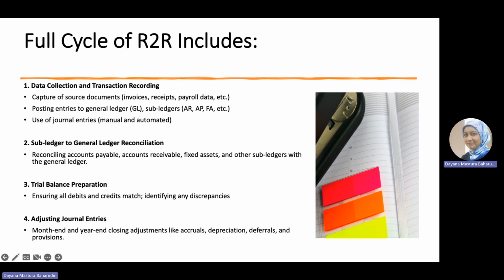Let's have a look at the full cycle of R2R. We start with data collection and transaction recording: capture of source documents, invoices, receipts, payroll data. Then we move on to posting entries to the general ledger and subledgers. Subledgers are the AR, which is O2C, and AP, which is P2P. Then use of journal entries, which is within R2R itself. Then subledger to general ledger reconciliation, trial balance preparation, and finally adjusting journal entries.